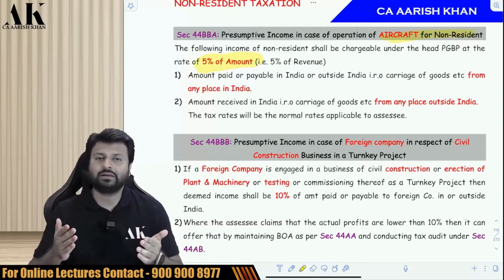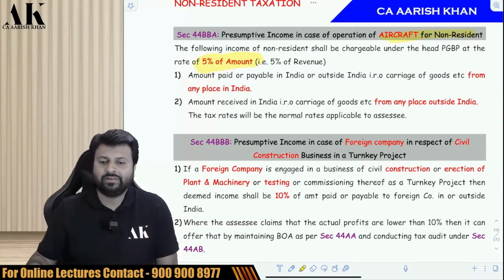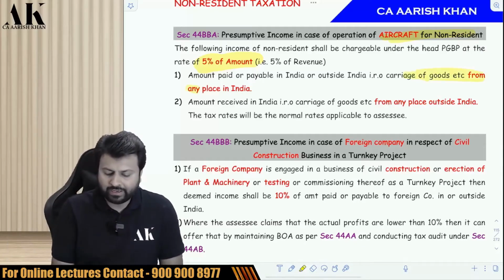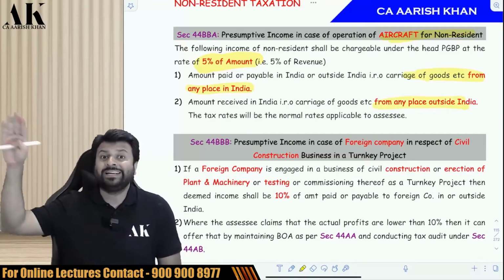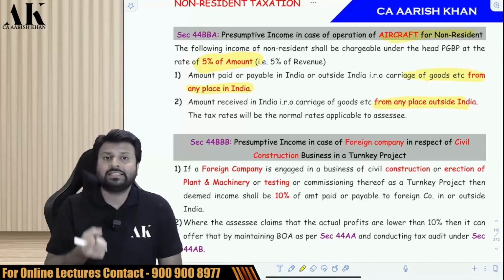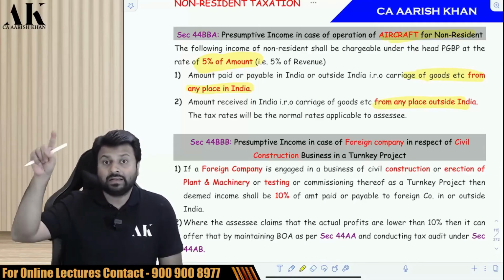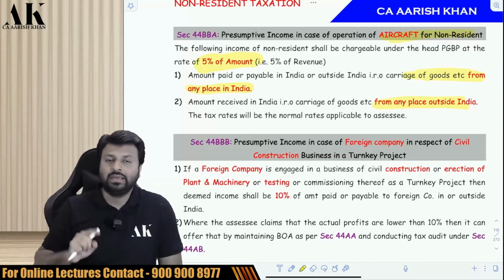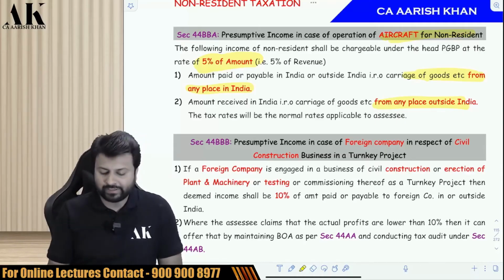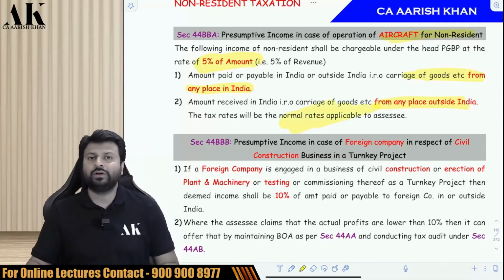When is deemed income considered? When the aircraft is leaving India. So when the aircraft is leaving India, it will be subject to 5% income. But when the aircraft is leaving from outside India, say from New York to Mumbai, and the money has to be received in India, then also it will be subject to deemed income in India.